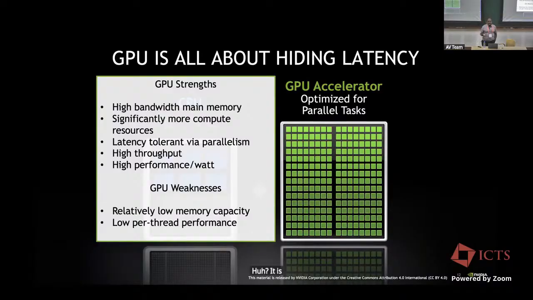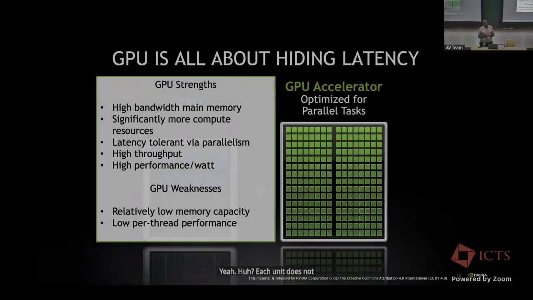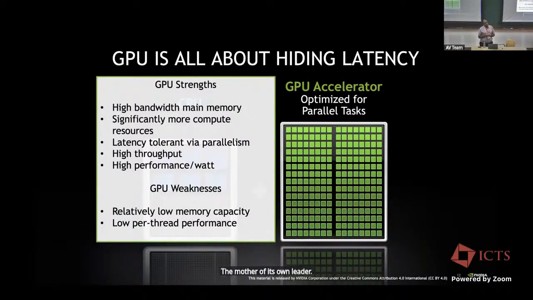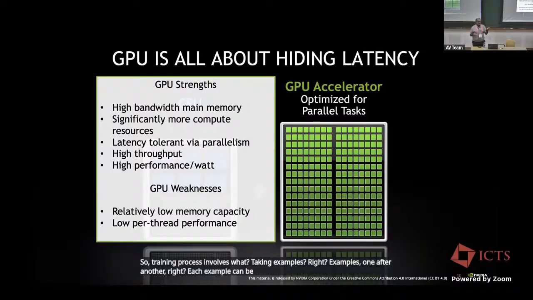It is parallel. Why do you think it is parallel? The number of layers. So you can evolve layers with time. That might not be true, but basically the training process is supposed to be very parallel. So what does the training process involve? Taking examples, one after another, right? Each example can be an independent task, isn't it? It is a parallel task basically.